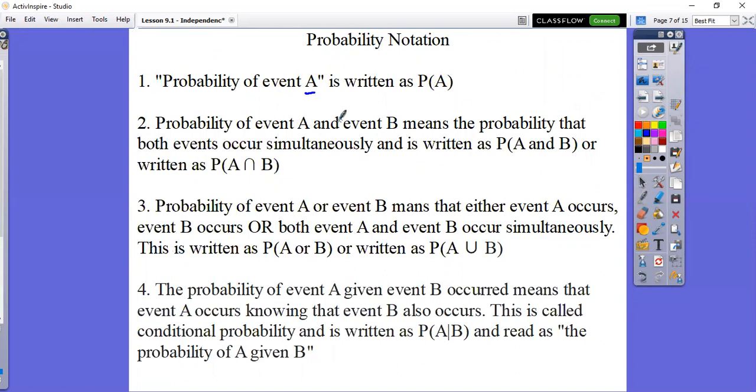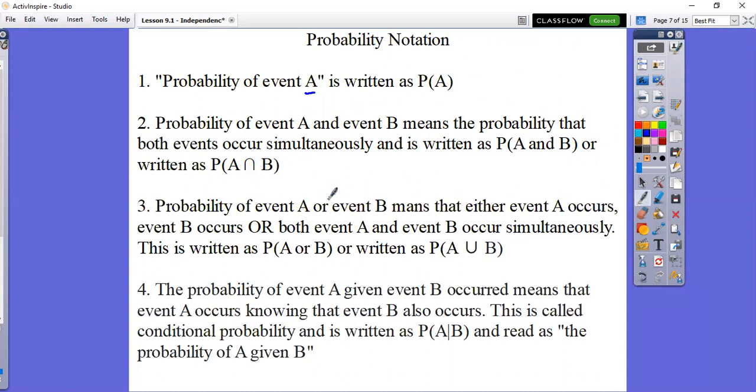The probability of event A and event B happening means that both events occur at the same time. If you see this symbol right here, P of A and B, this is called the intersection symbol. It means both A and B happening simultaneously. That means probability of A and B, and what that means is both events happen at the same time.